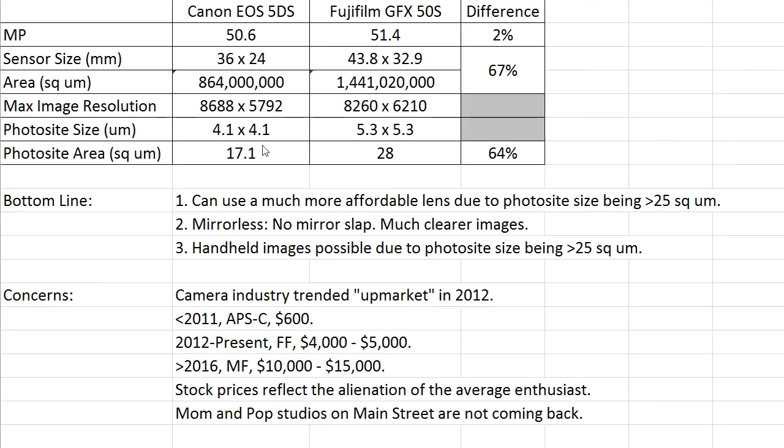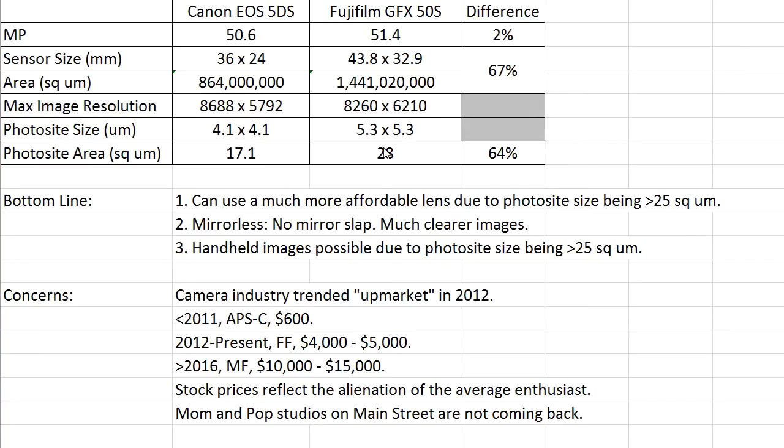So we see the 5DS is not there. It's at the 4 micron level, which is where the current crop of Nikon APS-C cameras for a long time have been, about 3.9 or 4 microns. Okay, so when you square it, you get 17.1 here on the Canon, 17.1 square microns per each photo site.